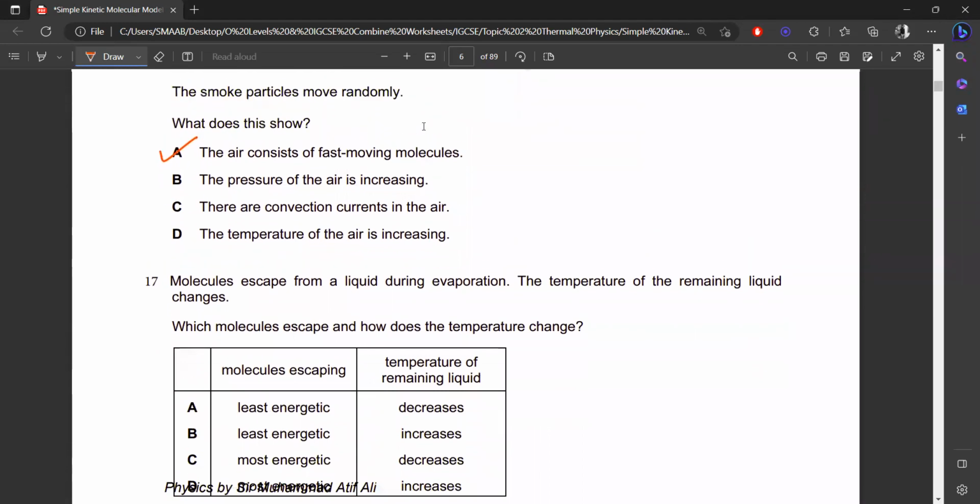And 17. Molecules escape from a liquid during evaporation. The temperature of the remaining liquid changes. Which molecules escape and how does the temperature change? C. The most energetic, the temperature of the liquid decreases. C.